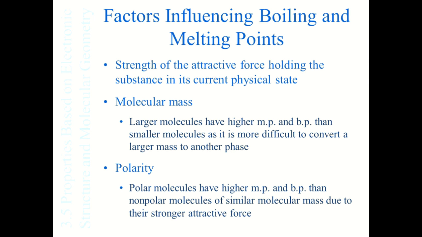So, what affects melting and boiling points? Molecular mass and polarity. Okay? Polarity and molecular mass will affect what your boiling and melting point is. Okay? Now these are predictive methods of boiling and melting point.